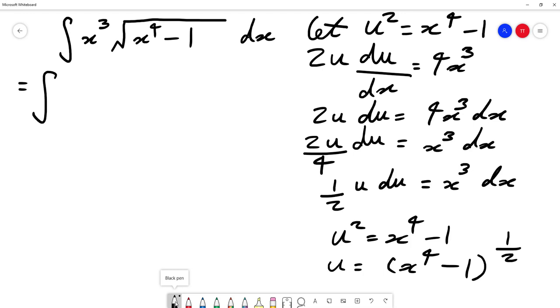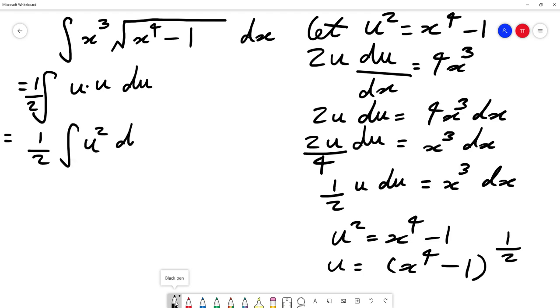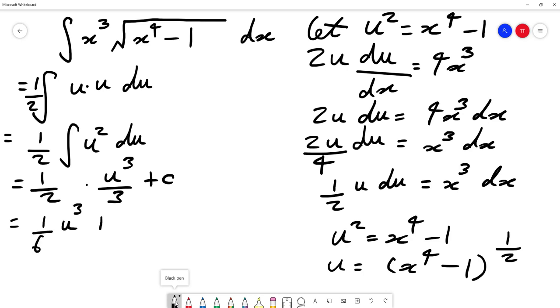So the integral of x cubed dx is a half u du. So I'm going to keep the half outside. Now the square root of x to the power 4 minus 1 is u, so we can replace that with u. So it's u times u. So it's the integral of a half u squared du. That's the same as a half times u cubed over 3 plus c. That's going to give me a sixth u cubed plus c.